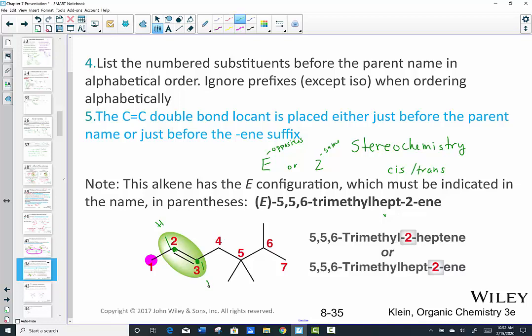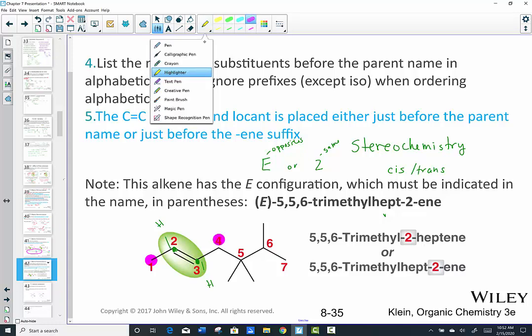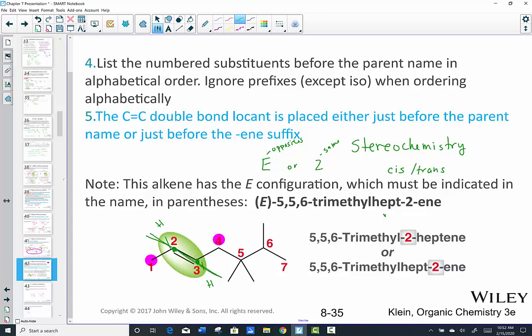And even though it's not drawn, I can see this is hydrogen on carbon 3, and so the priority would be given to the carbon up here. So the pi bond creates this plane, and these are on the opposite sides, so this is the E configuration. So altogether, E-5,5,6-trimethylhept-2-ene, or I'm more likely to say trimethyl 2-heptene. It's not often, but it certainly is IUPAC accepted to place the number right before the ene, but you're more often going to see it in front of the parent name.